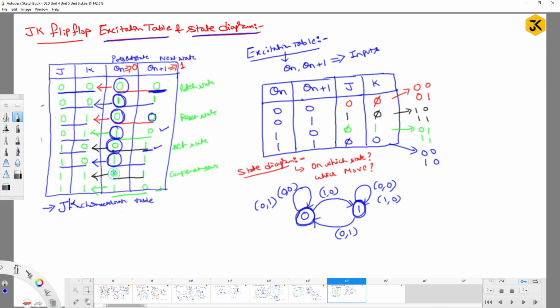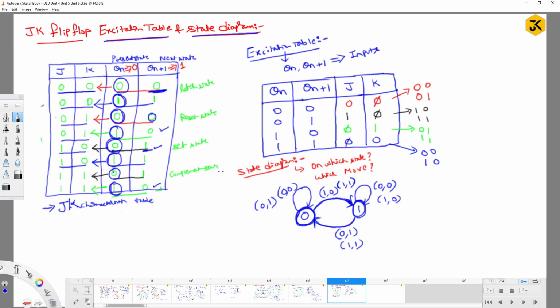Similarly, if I am presently at the 0th state and I get the input 1 1, I am moving to the 1 state. So if I am at the 0th state and I have 1 1, I am moving to the first state. Okay. Similarly, if I am present at the 1 state and I get 1 1 as input, I am going to go to the 0th state, meaning that if I get 1 1 as input, I am going to move to the 0th state.